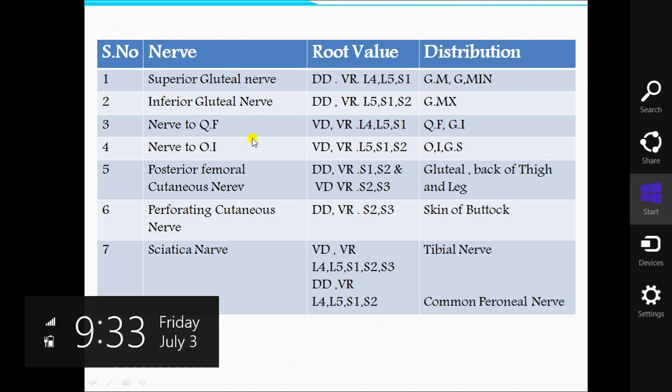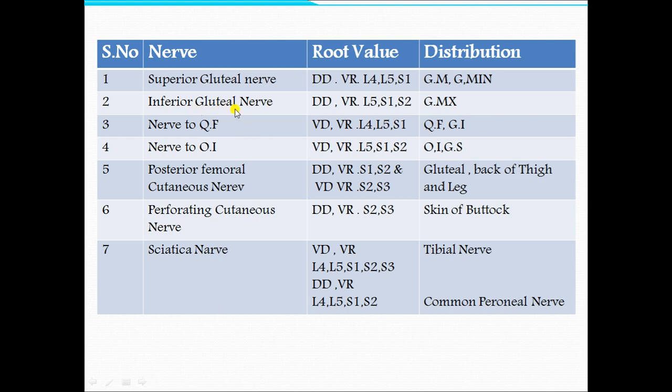Next we'll see the inferior gluteal nerve. The inferior gluteal nerve arises from the dorsal divisions of ventral rami L5, S1, S2, and it passes below the piriformis muscle and supplies gluteus maximus.